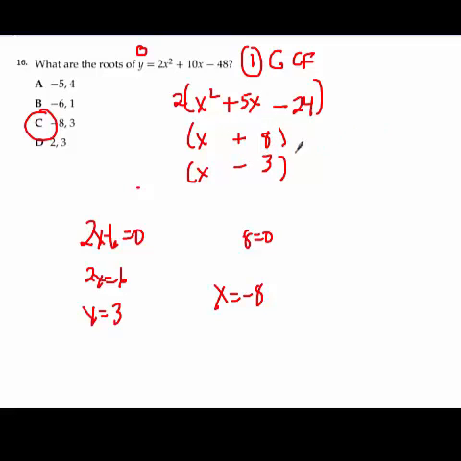That would be plus, that'd be minus, and we should get x equals negative 8 and x equals positive 3. Why do we not do anything with the 2? Because 2 cannot equal 0. So you wouldn't do anything with that unless it was a variable. Hopefully this helps.